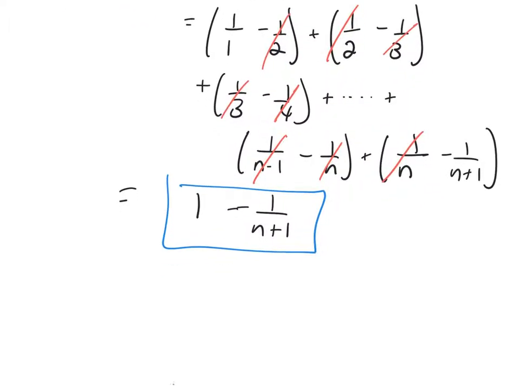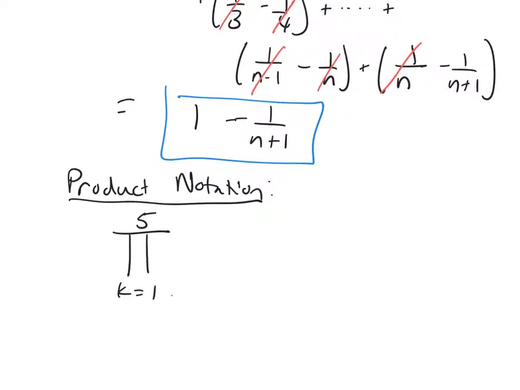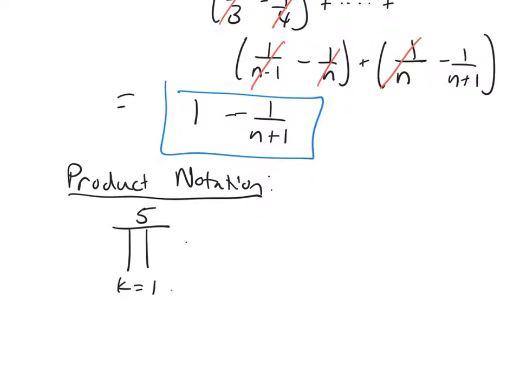All right, so then we're going to talk about product notation. It's very similar to summation notation. I'm going to use a big pi symbol for product. You still have a lower limit and an upper limit. And here it just means you multiply instead of adding. So all of these are being multiplied together.